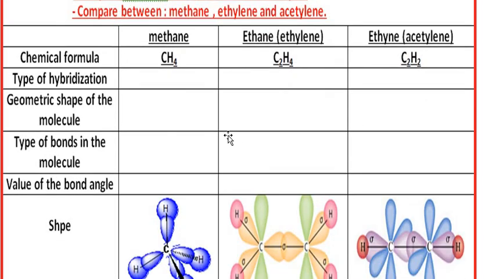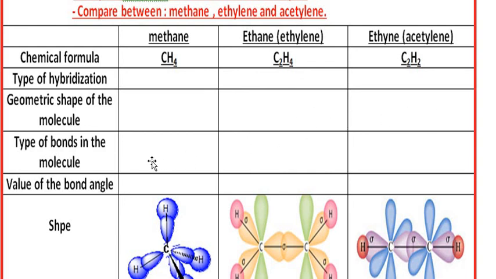So the three compounds: this is methane, this is ethylene or ethene, and this is ethyne or acetylene. If you compare the three compounds by chemical formula and type of hybridization, here the hybridization is sp3, here sp2, here sp. The geometrical shape here is a regular pyramidal form. Here the geometrical shape is an equilateral triangle. Here the geometrical shape is a straight line.